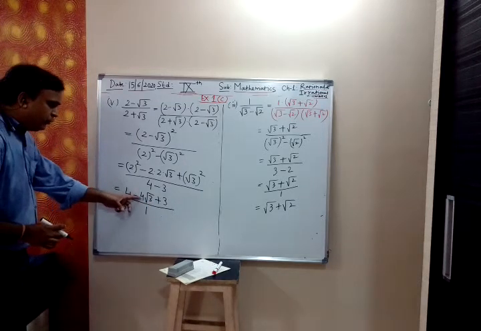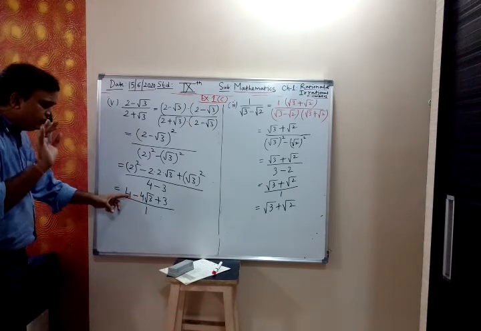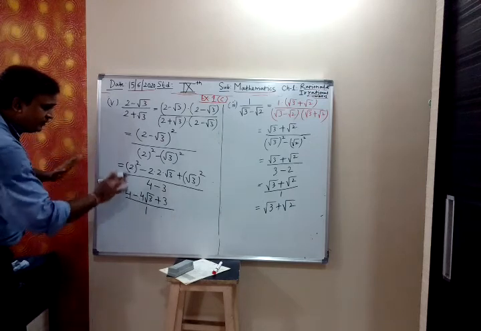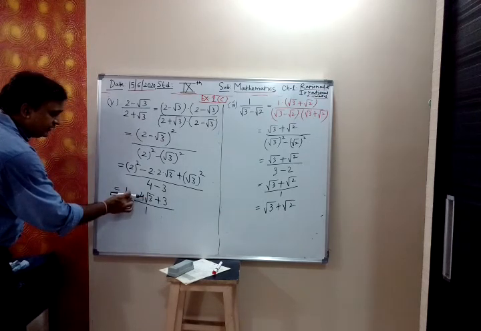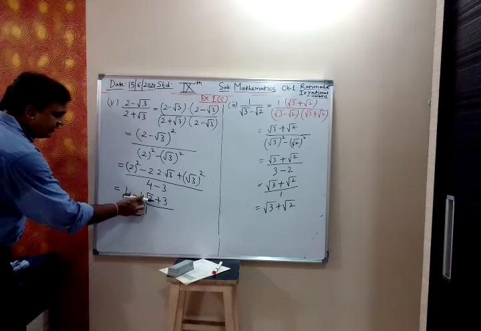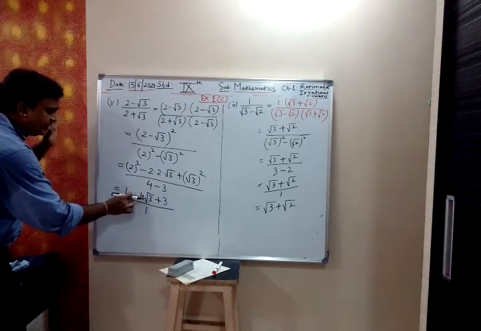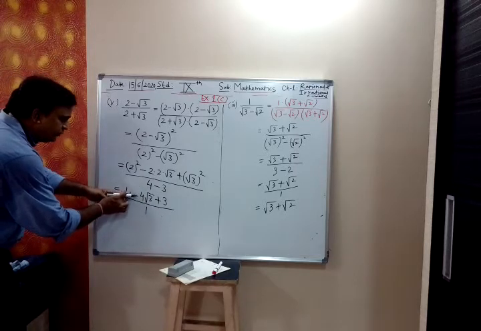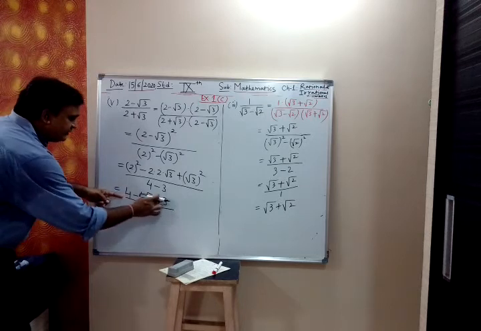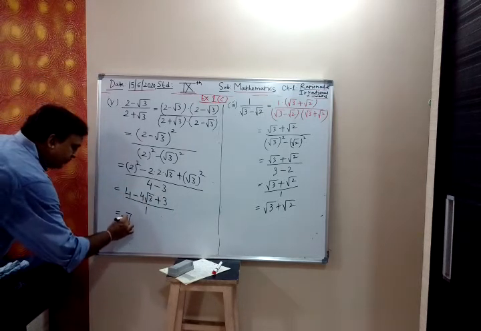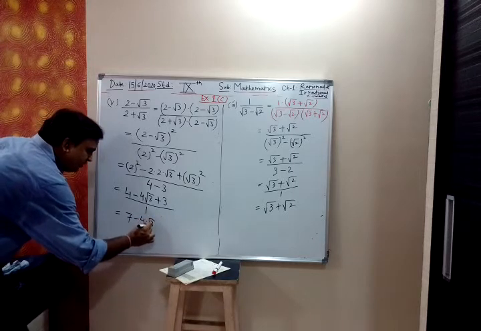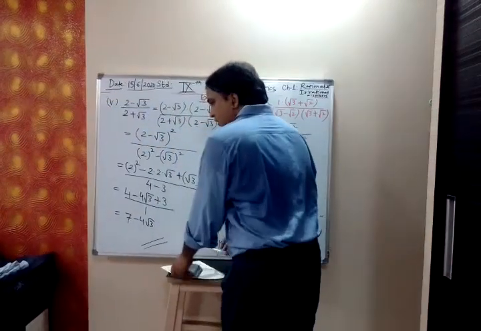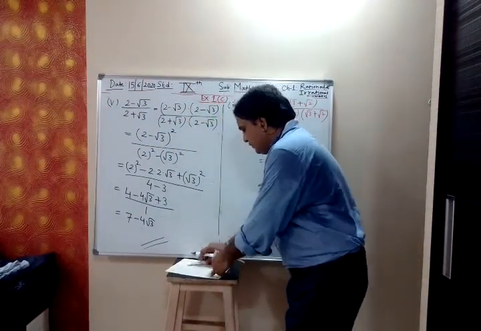Now this 4 minus 4 root 3 I cannot simplify, because there it is root 3 and there is no root 3. They are not like terms, so we cannot simplify them. 4 minus 4, 0 I cannot write. But this 4 and this 3 I can add. 4 plus 3 is 7. Minus 4 root 3. Denominator is 1, so this is the answer. The answer is 7 minus 4 root 3.